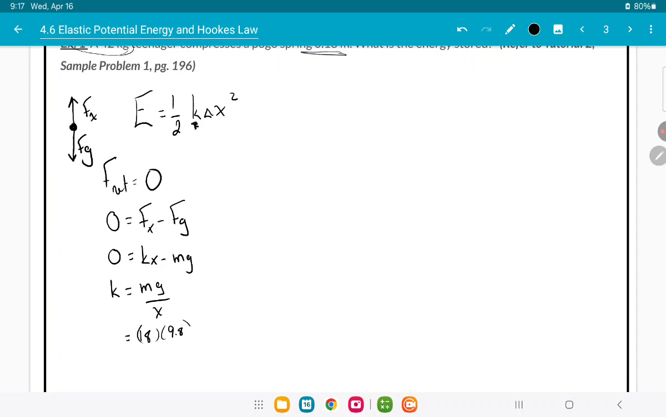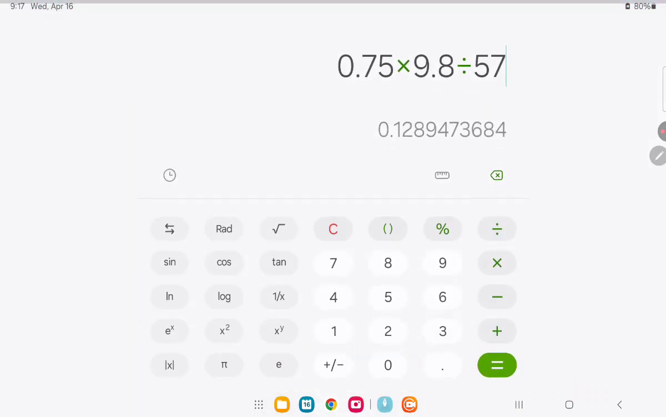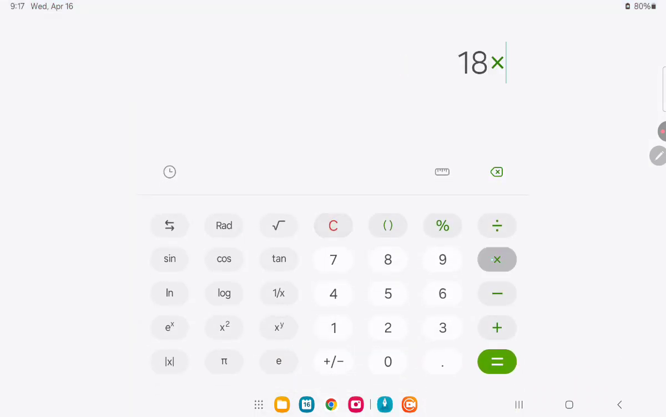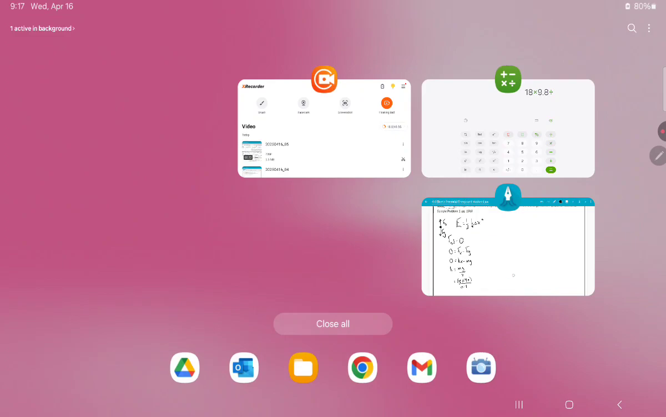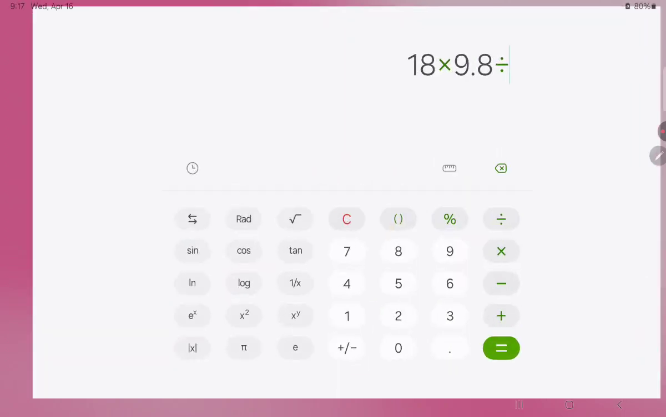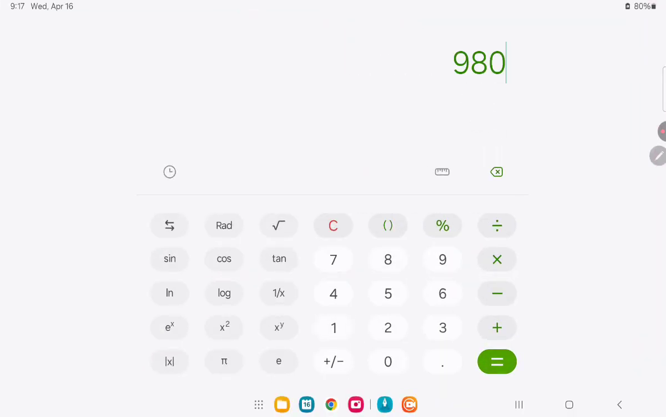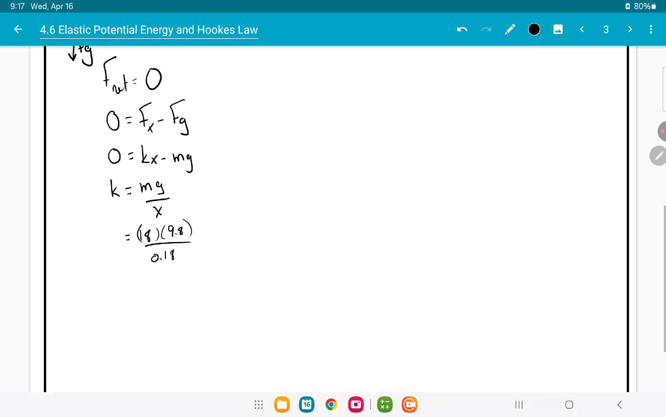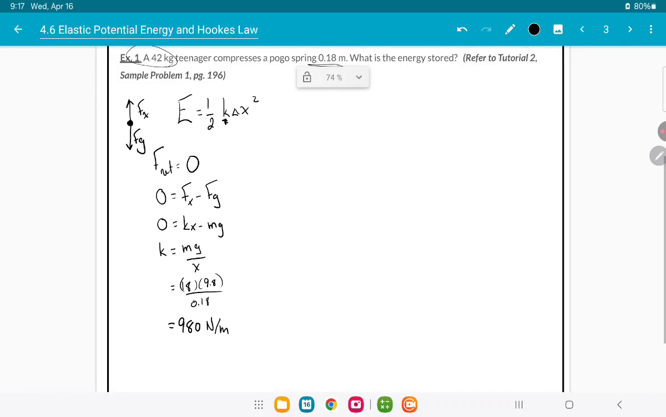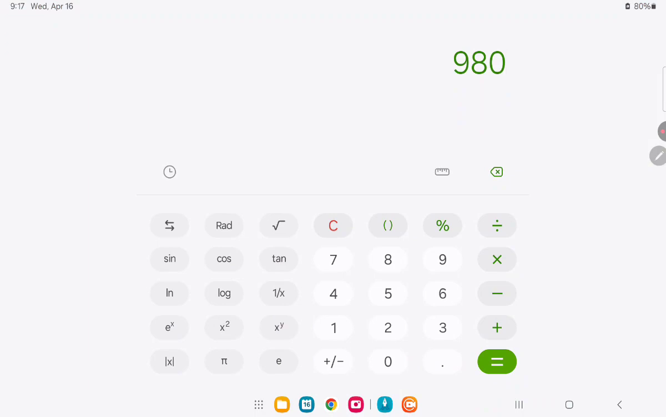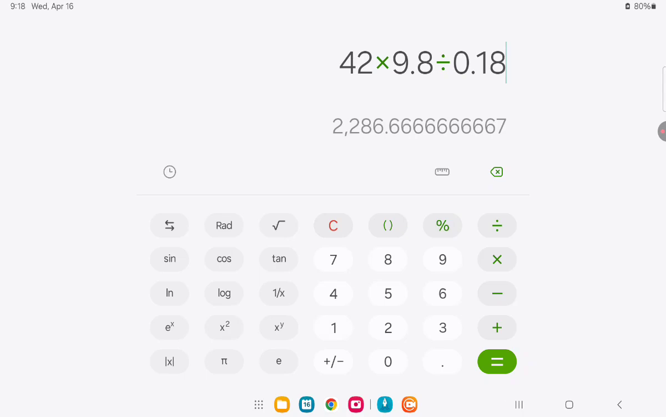Oh, what am I doing? A 42 kilogram boy. I'm in rough shape here. 42 times 9.8 divided by 0.18 is 2286.